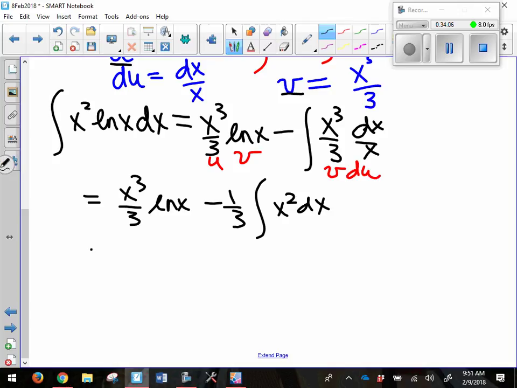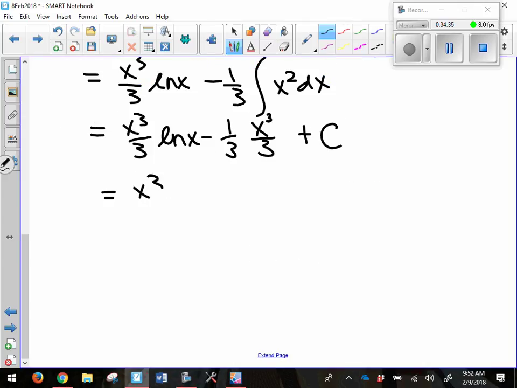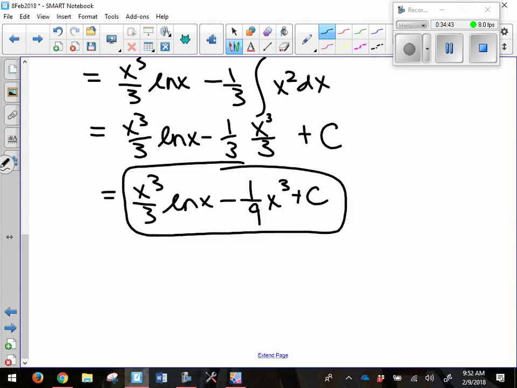Okay, so remember that the whole point was to come up with an integral that we could solve just by looking at it. So can I solve this one just by looking at it? Maddie, what is it? Over 3. And of course I've got my plus c. So I end up with x cubed over 3 natural log x minus 1/9 x cubed plus c. Which I'm assuming is the right answer.